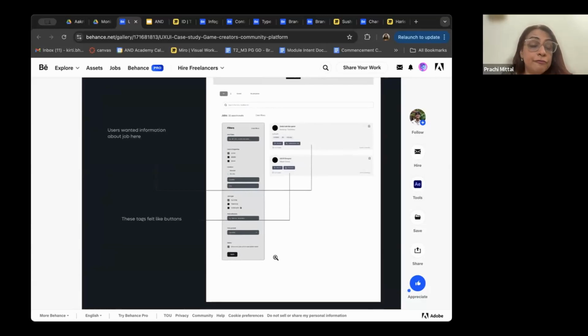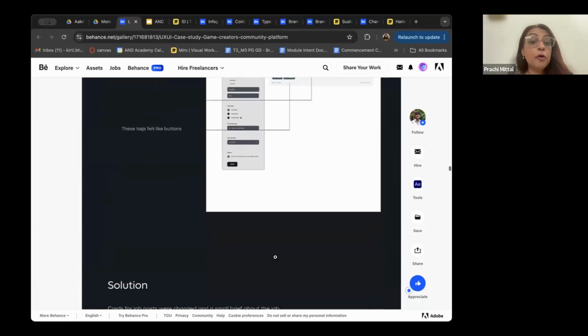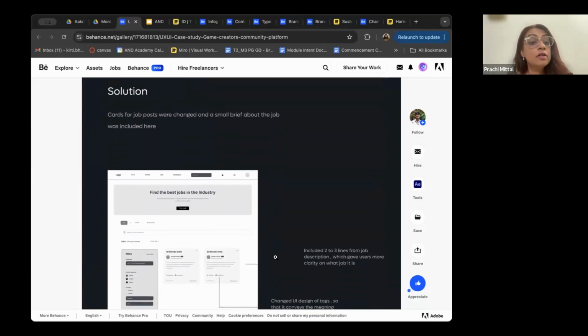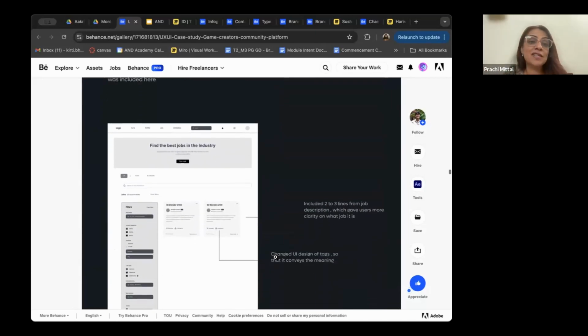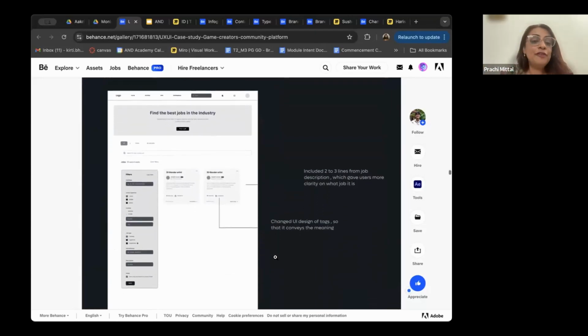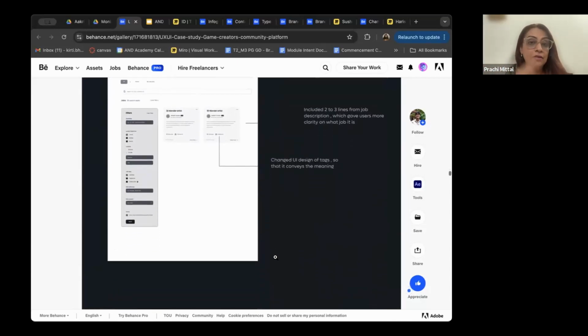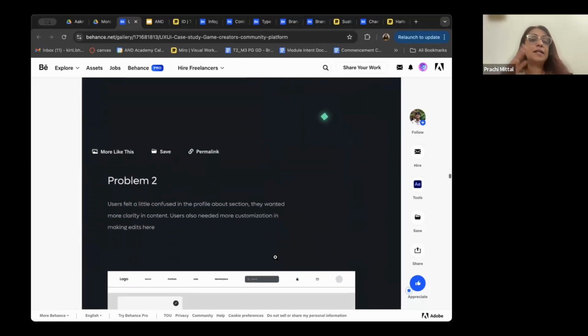There was a feature problem that users wanted the information about the job here. If I just get this much information, it's not sufficient for me, right? So these kind of problems were encountered. And then he got down to figuring out a solution. So he changed his interface, right? To make it easier, and then went back to the user and figured out, does this work better, right? So there's a lot of back and forth that keeps happening.